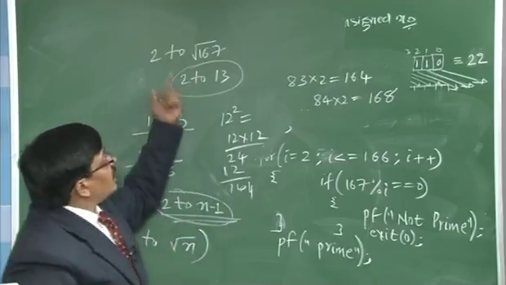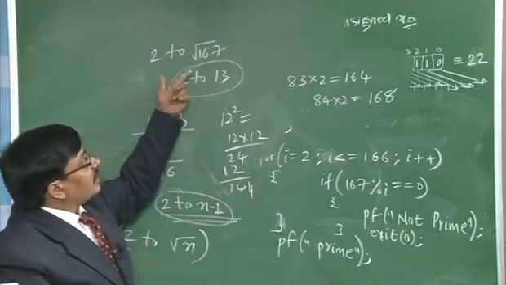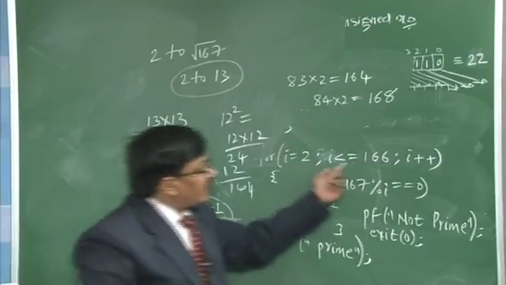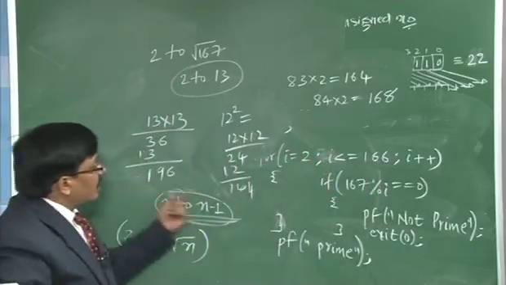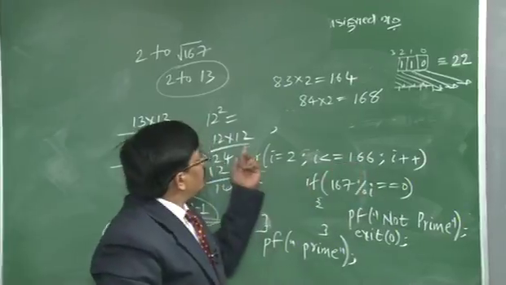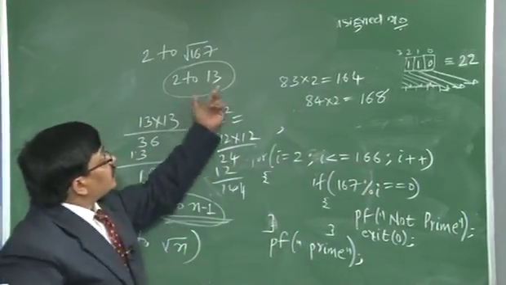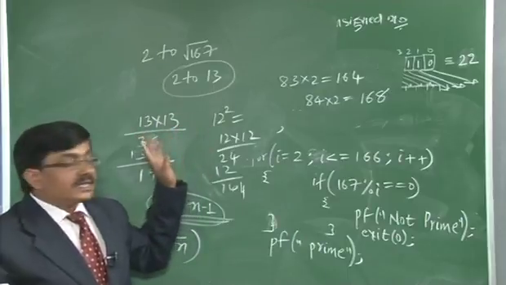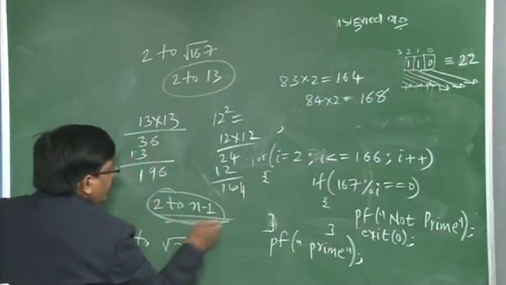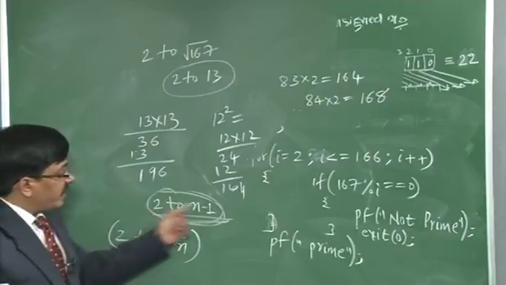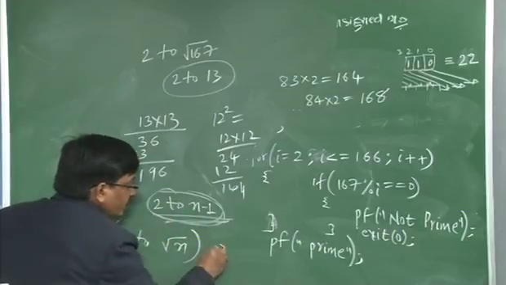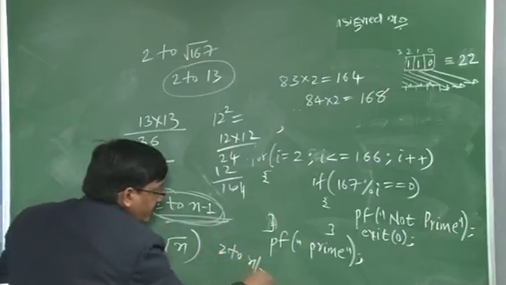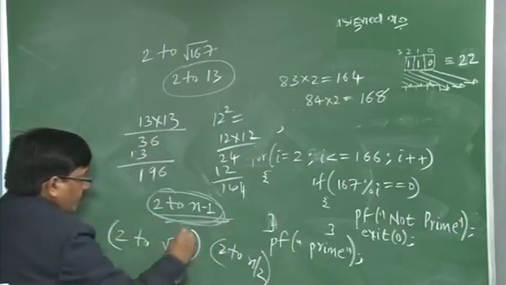So, now 2 will not divide, 3 will not divide, 4 will not divide, 5 will not divide. No need of going up to 166 or up to 167 by 2, that is up to 83. Now, 2 to 13, these divisions are sufficient to say whether a number is a prime number or not. This is the best logic compared to the 3 logics that we have seen. One is 2 to n minus 1, the other logic is 2 to n by 2, and the one more logic is 2 to root n.